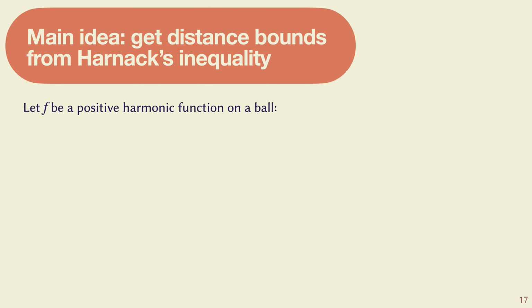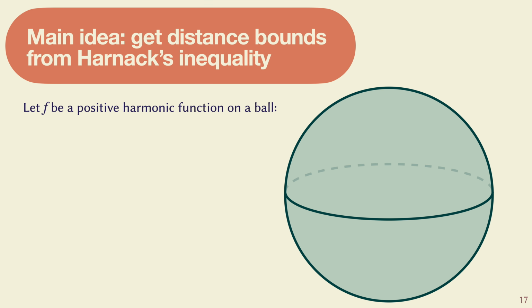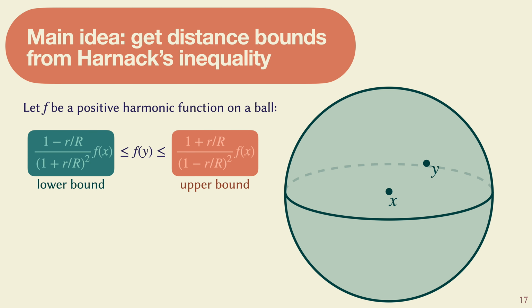The main idea of our algorithm is to get distance bounds from something known as Harnack's inequality for harmonic functions. If you have a positive harmonic function f defined on a ball, say centered at some point x, then for any other point y inside this ball, Harnack's inequality gives us bounds on the value that our function can take at y. And the particular form is really not important right now.